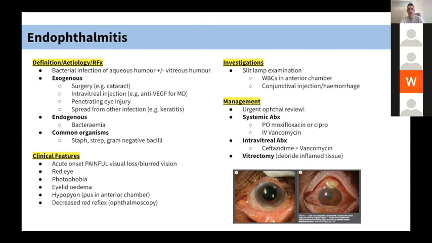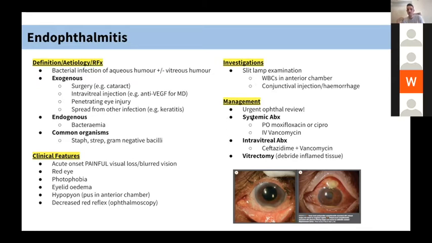In terms of investigations, you want to do a slit lamp, because sometimes the hypopyon isn't super obvious just with the naked eye, but you can do a slit lamp exam to view very clearly the white blood cells in the anterior chamber.